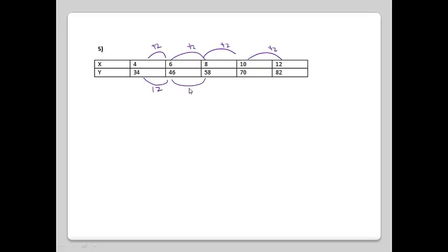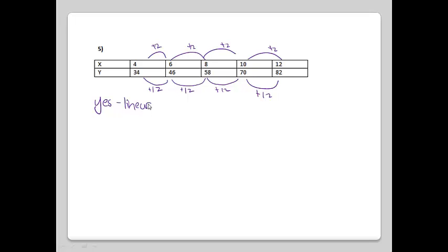And then from 46 to 58, we're going up by 12. And then 58 to 70, we're going up by 12. I'll put plus 12 there. Okay, and then from 70 to 82, it's going up by 12. So the x's are following the pattern as well as the y's are following a pattern. So I'm just going to say yes, it is linear.